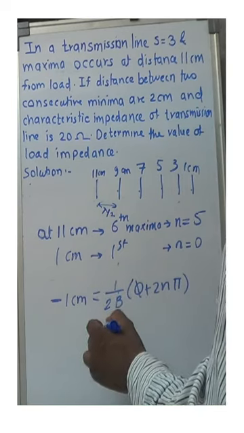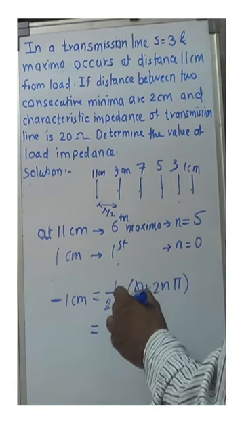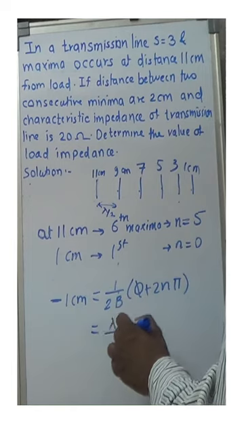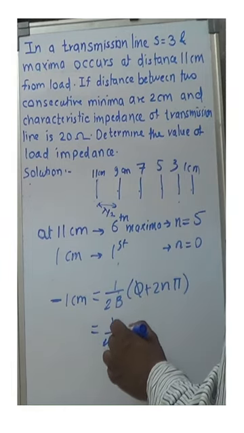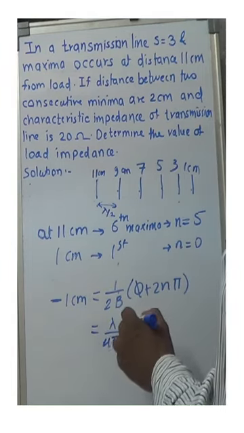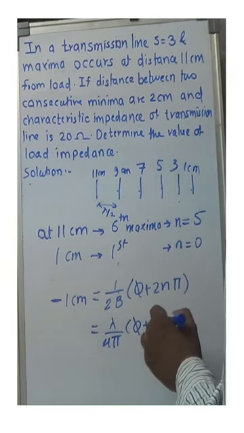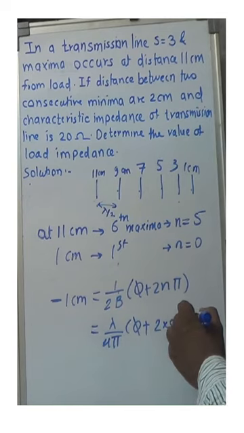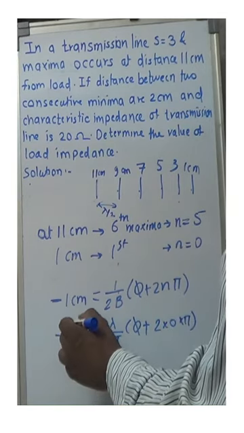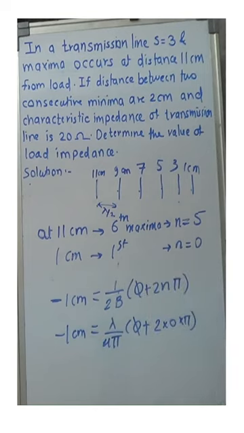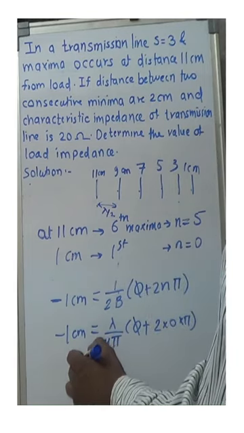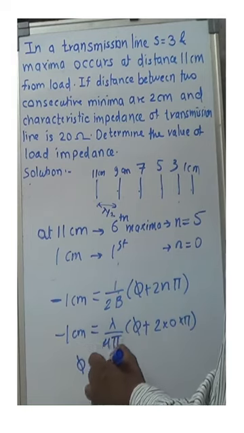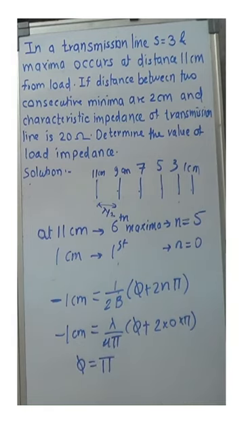Now I will put the value of beta. Beta is equal to 2 pi by lambda, and with lambda I will get 4 pi, is equal to phi plus 2 into 0 into pi. Here it is minus 1 centimeter. Accordingly, I will get the value of phi. So the value of phi is equal to pi. Now I got phi, that is the angle.